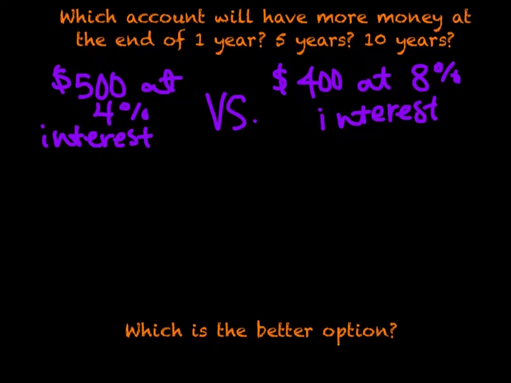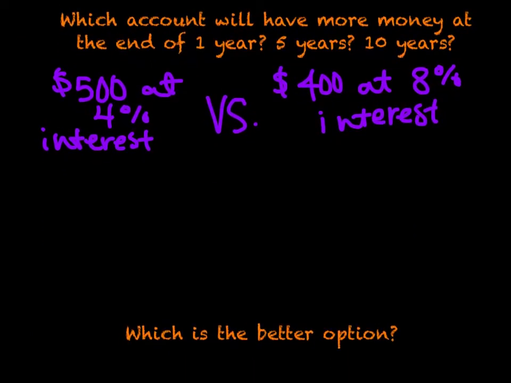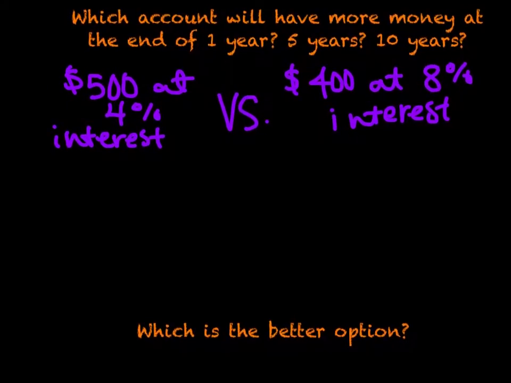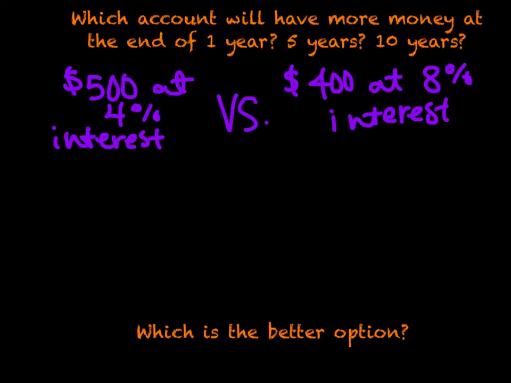Which account will have more money at the end of the first year, 5 years, and 10 years? So we have the situation where we have $500 invested at a 4% interest rate and $400 invested at an 8% interest rate. I'm just going to do a little bit of the math after I create the equations and just have it magically appear. So let's first create these equations, and then I'll magically pop up the math.